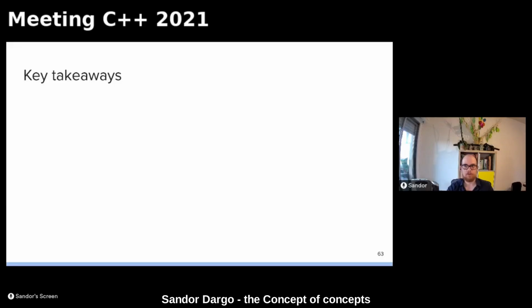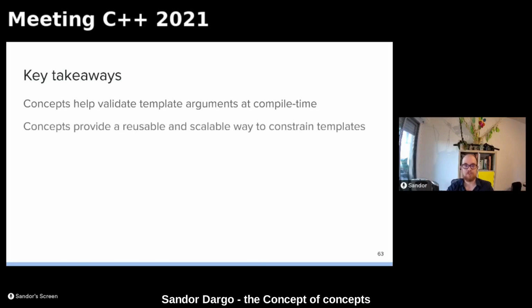So let's jump to the conclusion. The key takeaways here are that concepts can help validate the template arguments at compile time, and they provide a reusable and scalable way to constrain your template parameters. And the standard library already gives dozens of generic concepts. In fact, it gives about 50 concepts in 3 or 4 different headers, like the header concepts, ranges, and I think the iterators header.